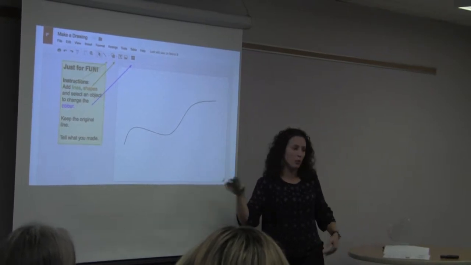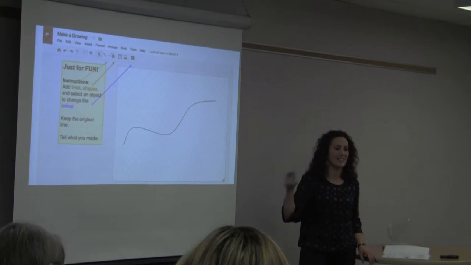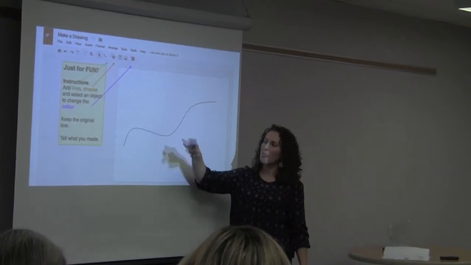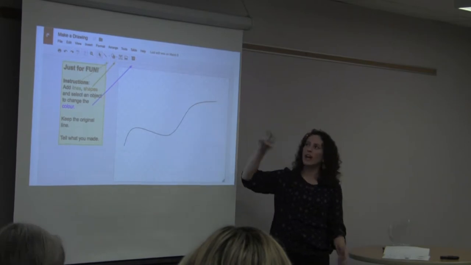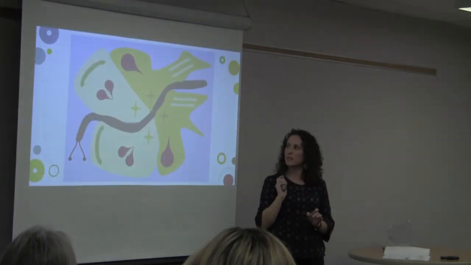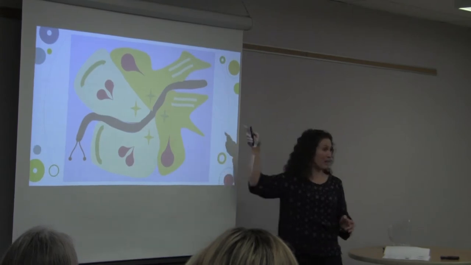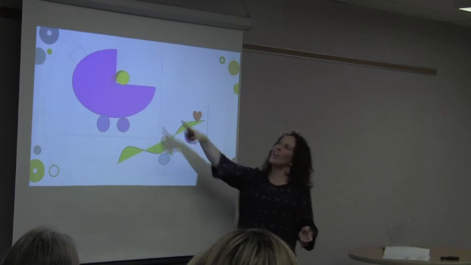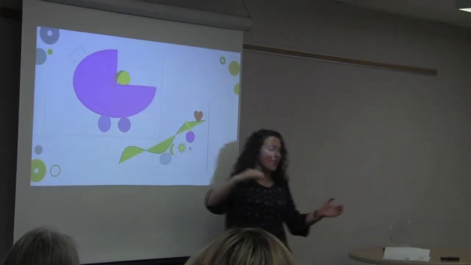So, Google Draw. The one thing is this has to be on a Chromebook. It doesn't work on an iPad for Draw. This one's just a quick little example. There was a line, and they had to try to use the colors, the shapes, the sizes. This was their example that we thought maybe they could try doing, and this is what they created. This one doesn't even have a line anymore, but they got the point.